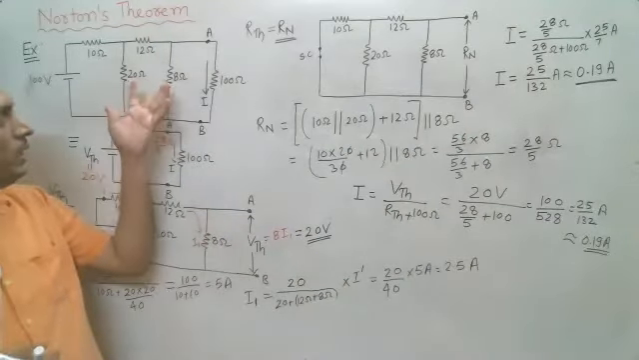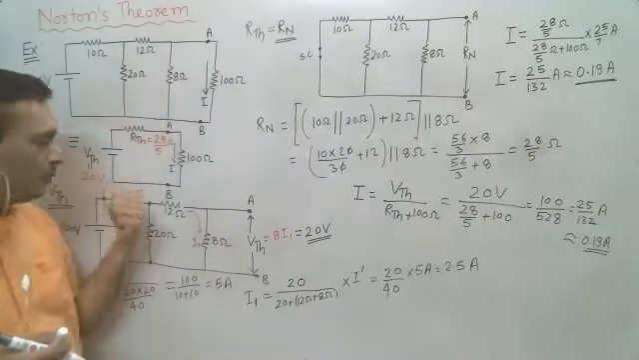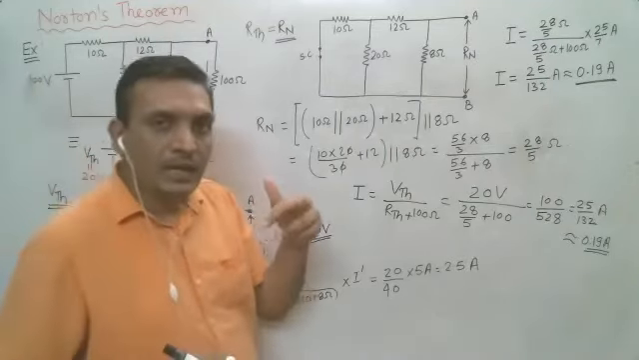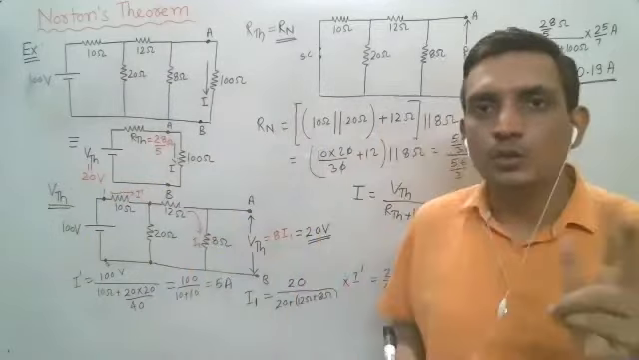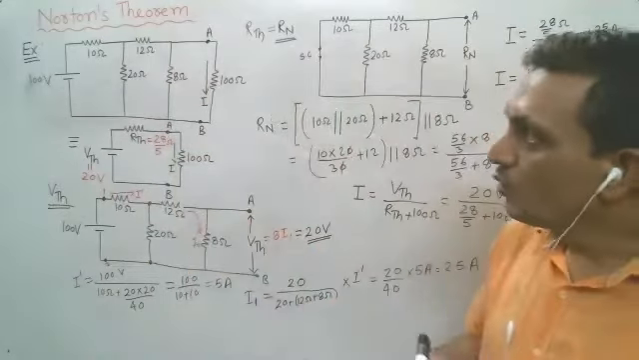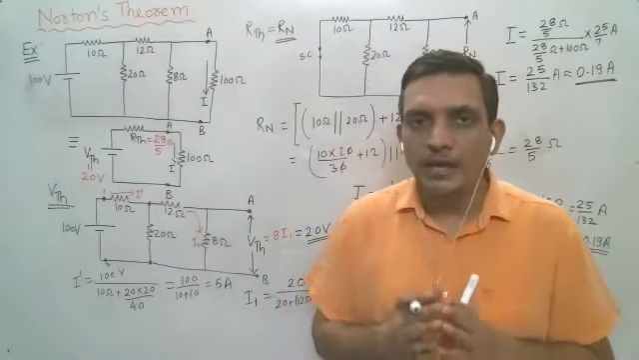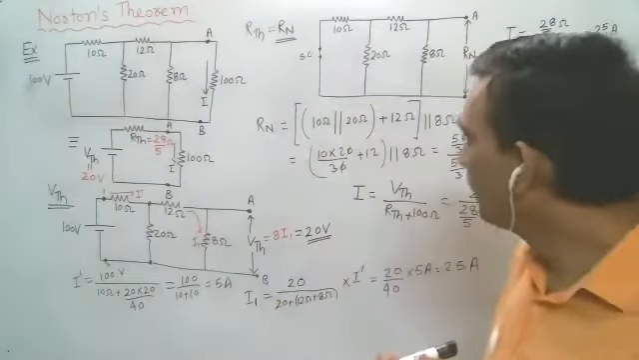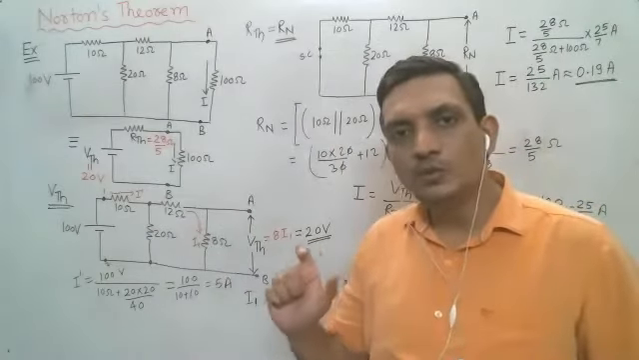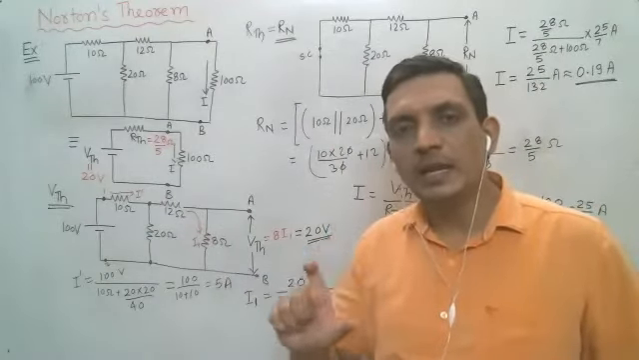So I have converted 3 loop into single loop using a Thevenin's equivalent. And I have also converted 3 loop into 2 loop using a current source. So you can easily apply Thevenin's theorem and Norton's theorem. I think these points are clear. How to find VTH, RTH, IN and RN.